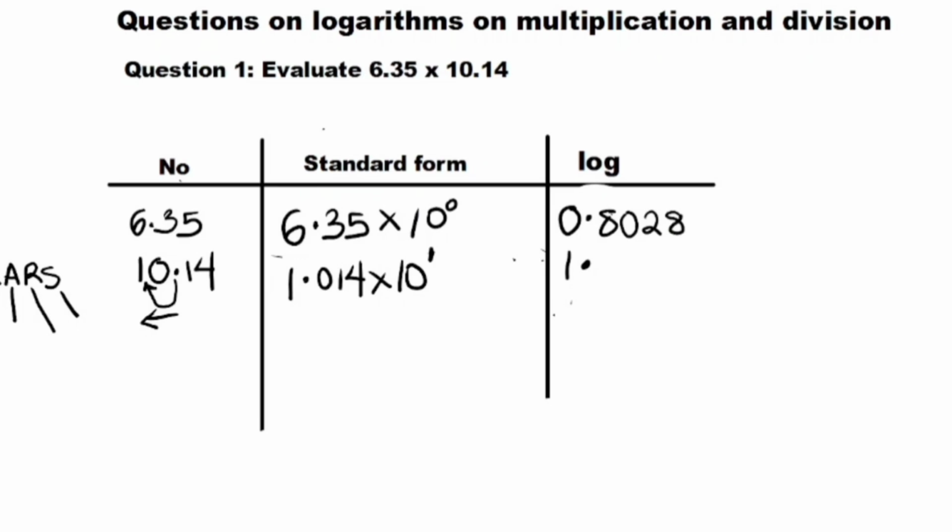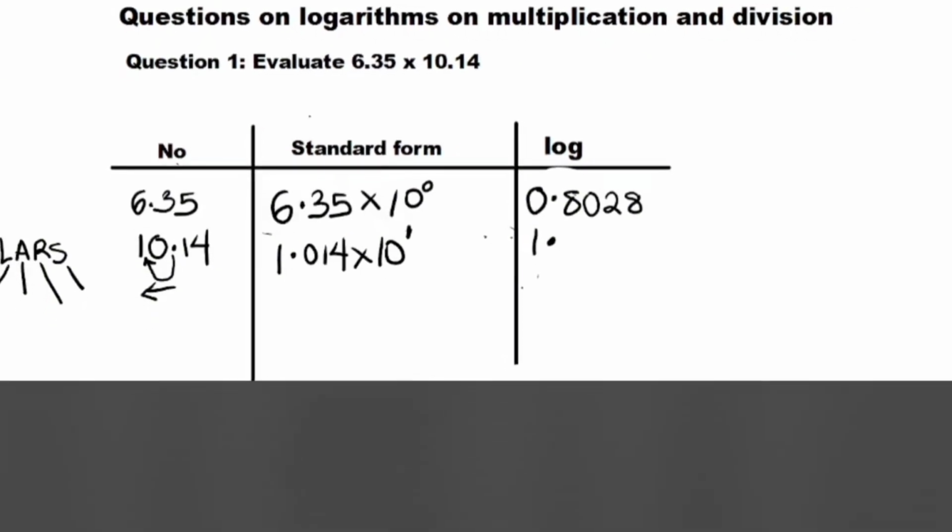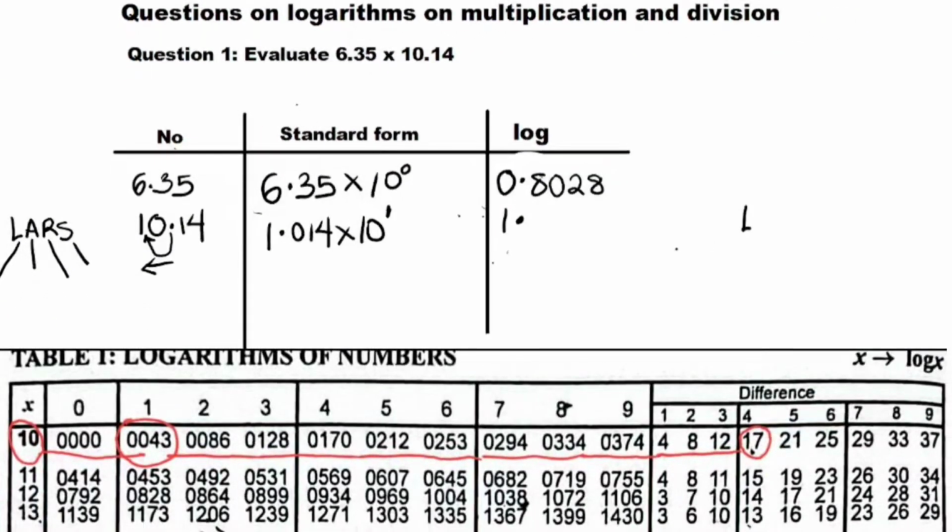Okay, we're looking at log 10 under 1. What is log 10 under 1? For log 10 under 1, what do we get? We got 0043. And then next number there is difference 4. Check there, it's still on your chart there. Difference of 4 gives us what? Gives us 17.